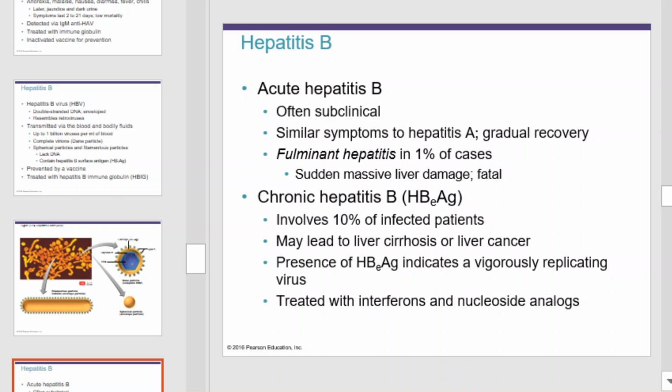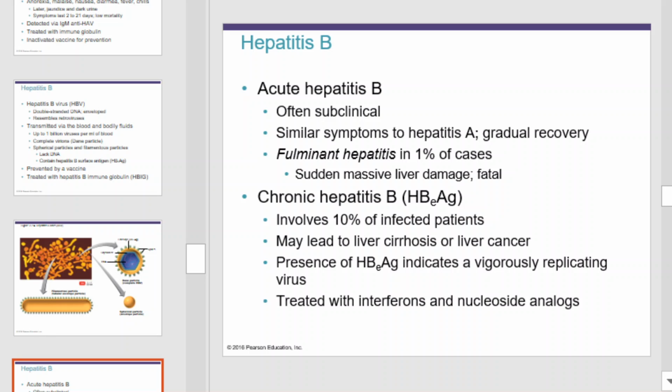Hepatitis B can cause both acute and chronic hepatitis B infections. The acute hepatitis B is often subclinical and similar in symptoms to hepatitis A, and patients will experience a gradual recovery. Fulminant hepatitis occurs in 1% of the cases, where sudden, massive liver damage occurs, which is fatal. Chronic hepatitis B involves 10% of infected patients and may lead to liver cirrhosis or liver cancer.